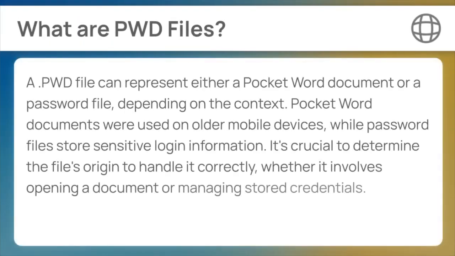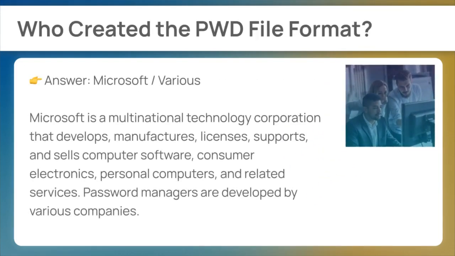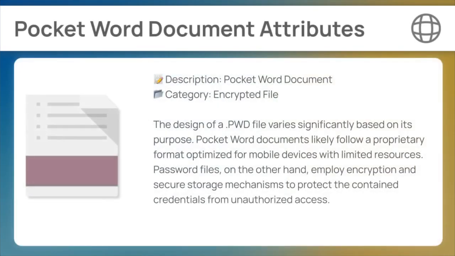A PWD file can represent either a Pocket Word document or a password file, depending on the context. Pocket Word documents were used on older mobile devices, while password files store sensitive login information. It's crucial to determine the file's origin to handle it correctly, whether it involves opening a document or managing stored credentials. The design of a PWD file varies significantly based on its purpose.